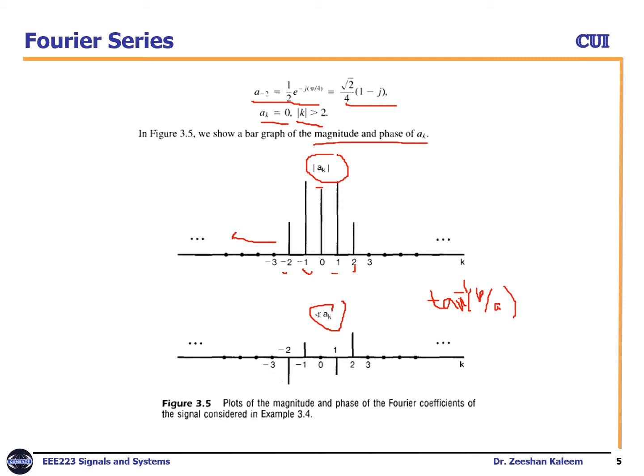So for a naught it's 0, and for a1 you have some value, and for a2 you have a positive value, then a negative value, positive value, negative value. You can calculate by using this equation, tangent inverse of b over a. What is b? For example, the j term is the b and the other term is the a. So by multiplying root 2 by 4, a here is root 2 by 4, and here b is root 2 by 4, but with a minus sign. So you can just do the tangent inverse, you will get some value here, and you can plot the angle spectrum. So it is the phase or the angle spectrum. So magnitude and phase are in terms of a polar form.